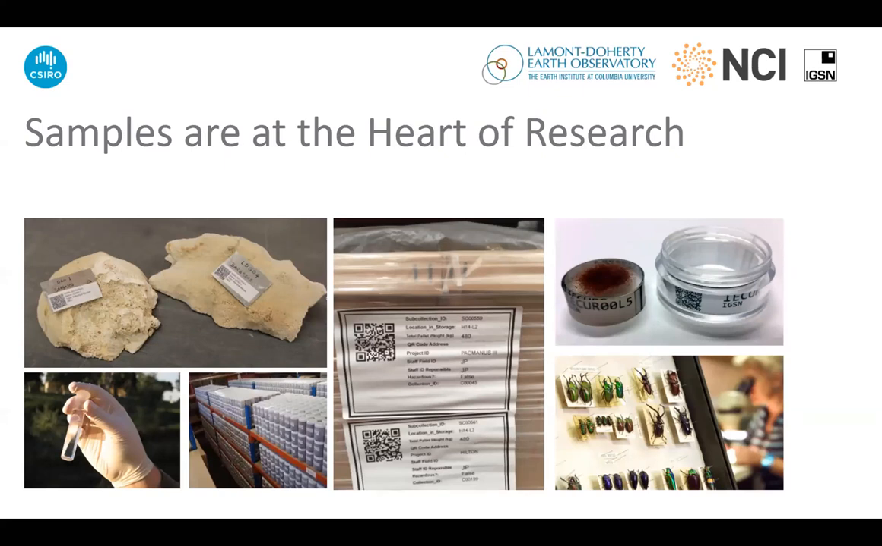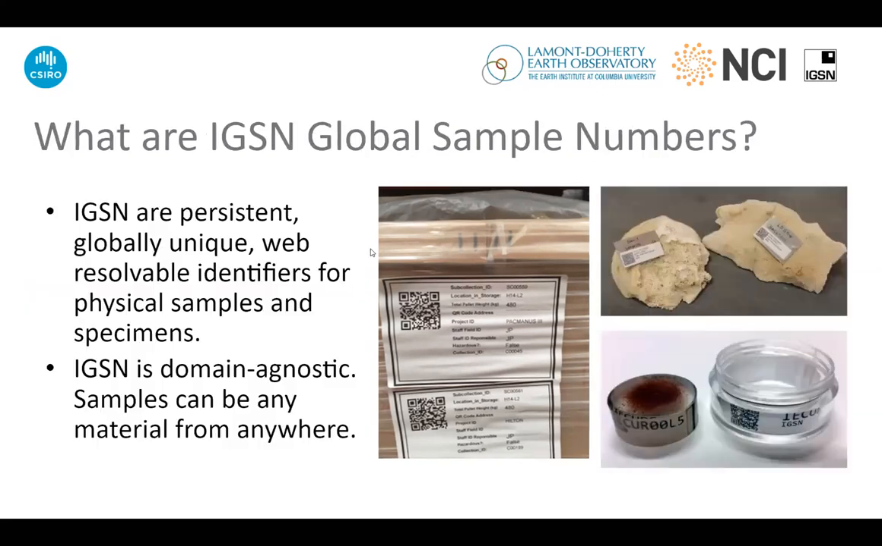Next slide. In a few more words, but still short, we all know that samples are the heart of research. We see them in many different forms, not only in the natural sciences, but also in medical research, in cultural research, and many other fields. Next slide. And what IGSN is that it is a persistent, globally unique, and web-resolvable identifier for physical samples and specimens. And it is domain agnostic, and the samples can be materials from anywhere. In the current system, we already have samples collected by spacecraft, and so they can be from anywhere in the solar system, and maybe they're coming from outside of the solar system, so they can be any material from anywhere in the universe.